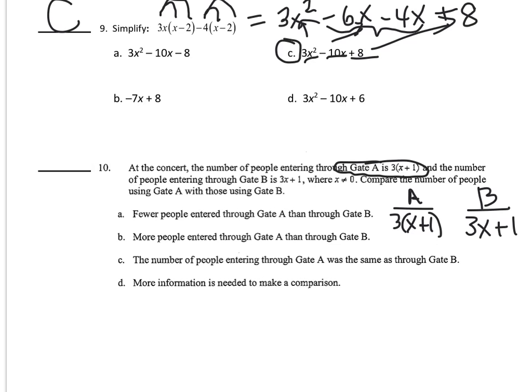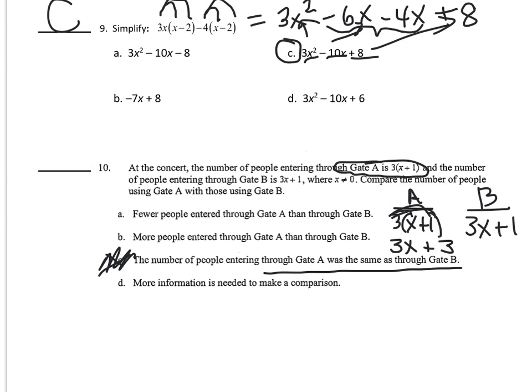Well, choice C says the number of people entering through gate A is the same as through gate B. Well, if choice C was correct, that means these two expressions would have to be the same. But when we distribute, 3 times x gives you 3x. 3 times 1 gives you plus 3. You can see these are not the same expressions, so C cannot be the answer.